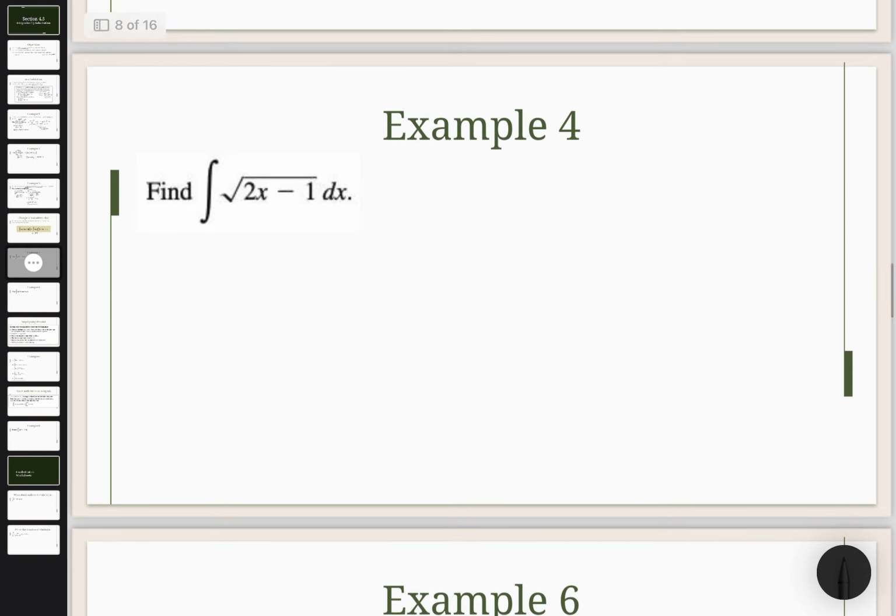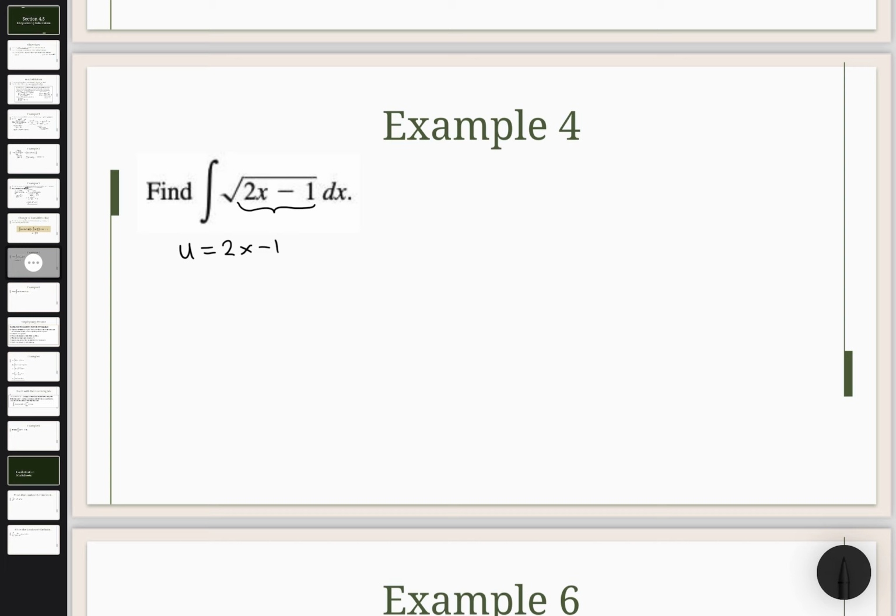Okay, find the integral of the square root of 2x minus 1. Right now, I mean, you guys could rewrite that as 2x minus 1 to the 1/2, but I haven't really taught you how to do something like that when you have a whole function inside. So I do have to use u substitution. I'm going to set u equal to this inside function, this 2x minus 1.